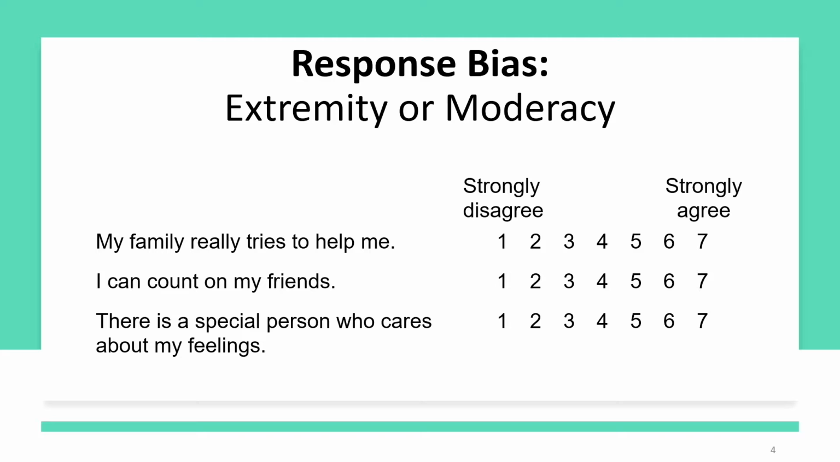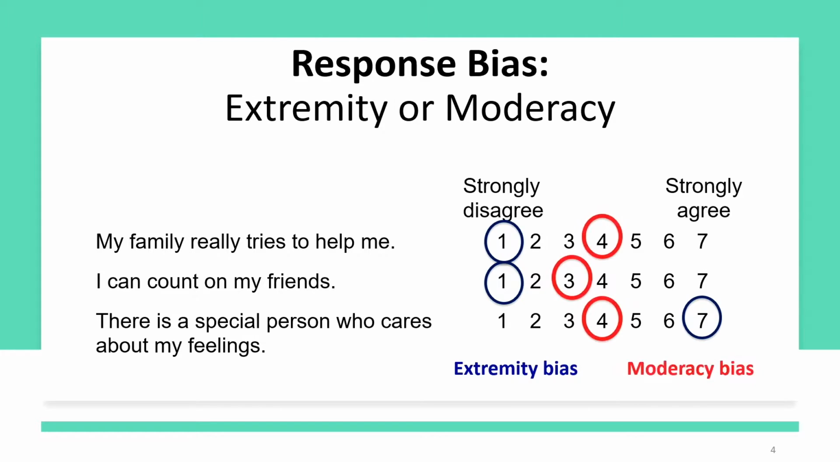So someone that demonstrates an extremity bias might have a selection that looks something like this. So you can see they're only using like 1 and 7, or maybe even like 2 and 1 and 6 and 7. But generally, their responses might cluster towards the end of the scale, whereas someone that has a moderacy bias might cluster their numbers towards the center of the scale, not leaning towards completely one way or the other. If they lean towards disagree, it'd be very rare for them to say strongly disagree.